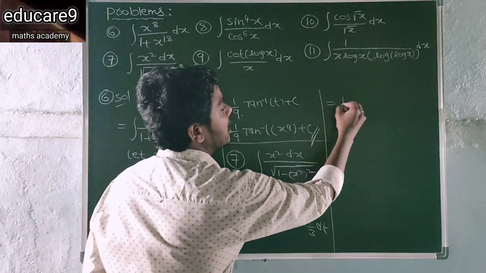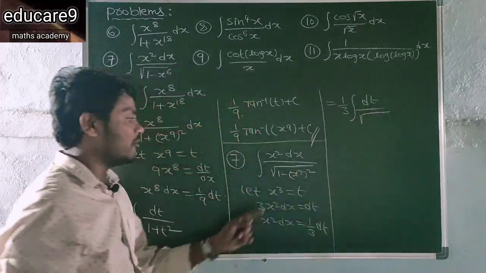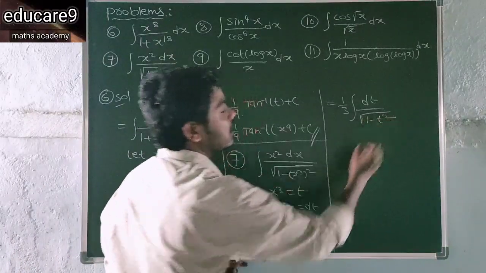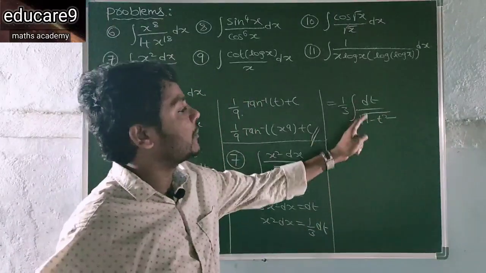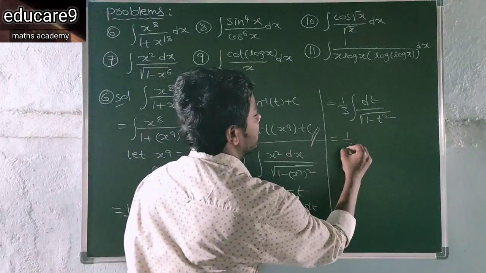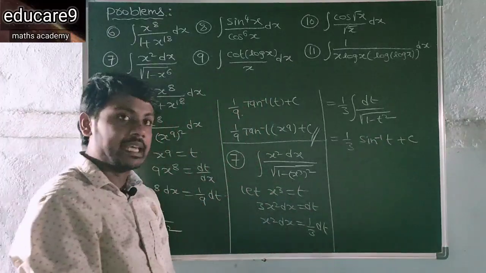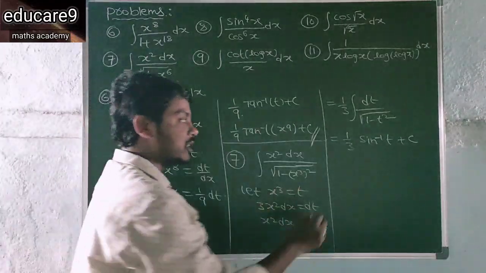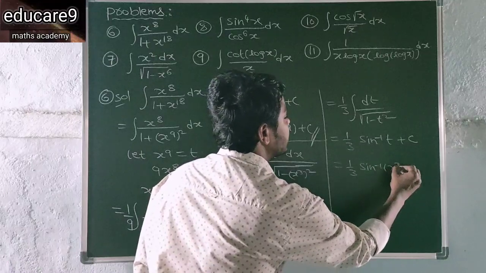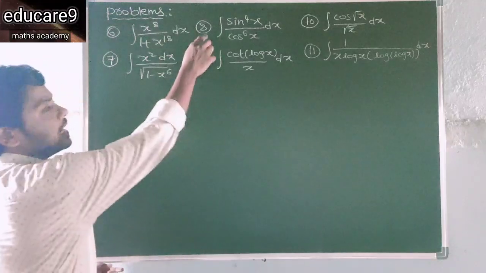Therefore given integration can be written as x square dx, 1 by 3 dt. So write 1 by 3 outside of the integration. So dt by square root of 1 minus (x cube, that is t) square, so 1 minus t square. You know that integration of 1 by root of (1 minus t square) is sin inverse t. So this is 1 by 3 sin inverse t plus c. But what is t? x cube. So substitute there. So this is 1 by 3 sin inverse (x cube) plus c. So this is the required answer. So see the eighth one.